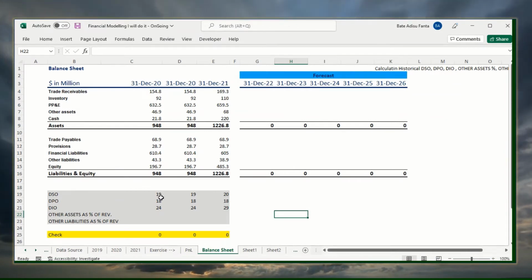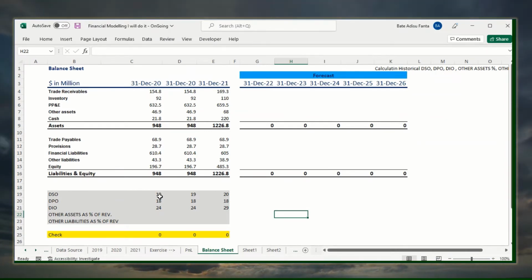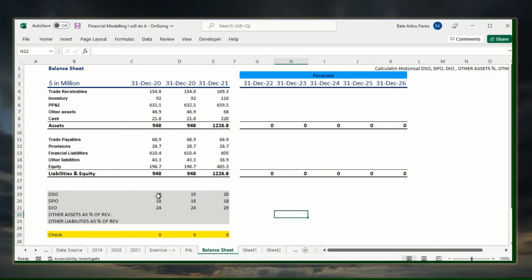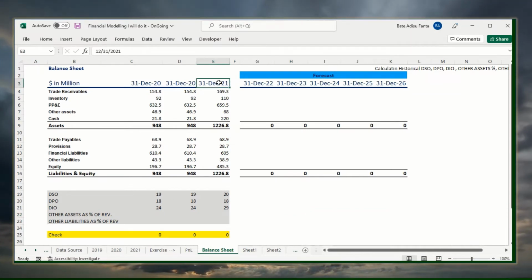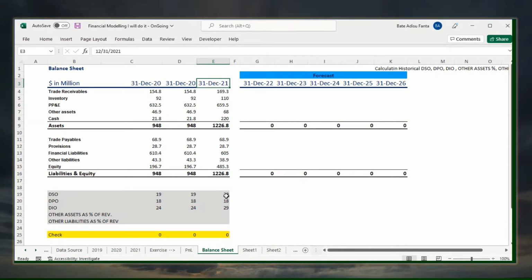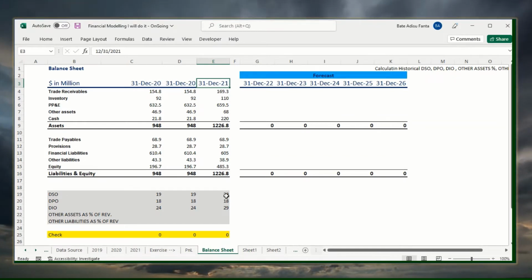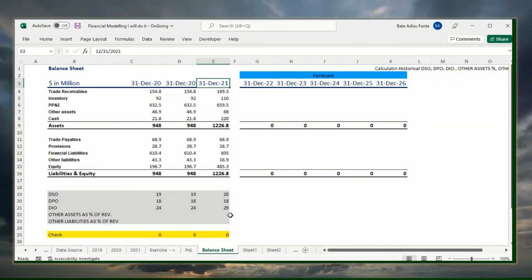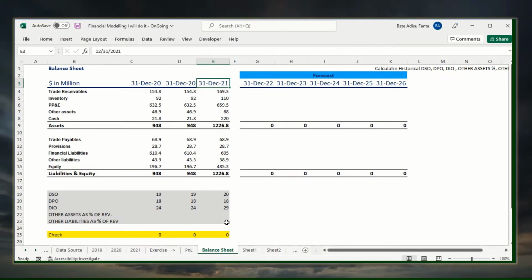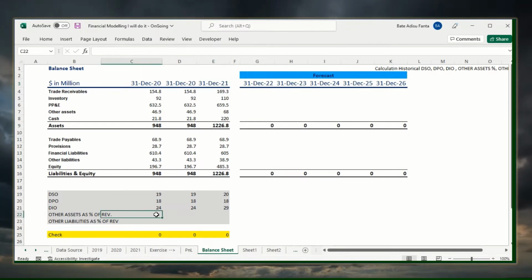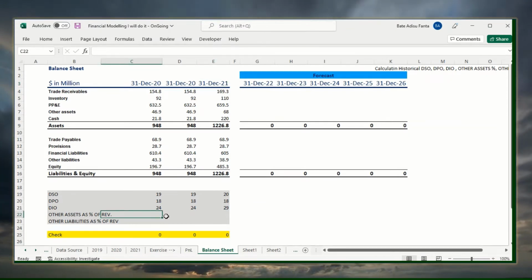on average, it takes 19 days to collect a receivable. But on 2022, is it 2021? Yes, on 2021, it takes 20 days to collect. That's on average takes 20 days to collect a receivable. Yeah. So in this way, we can interpret the result.